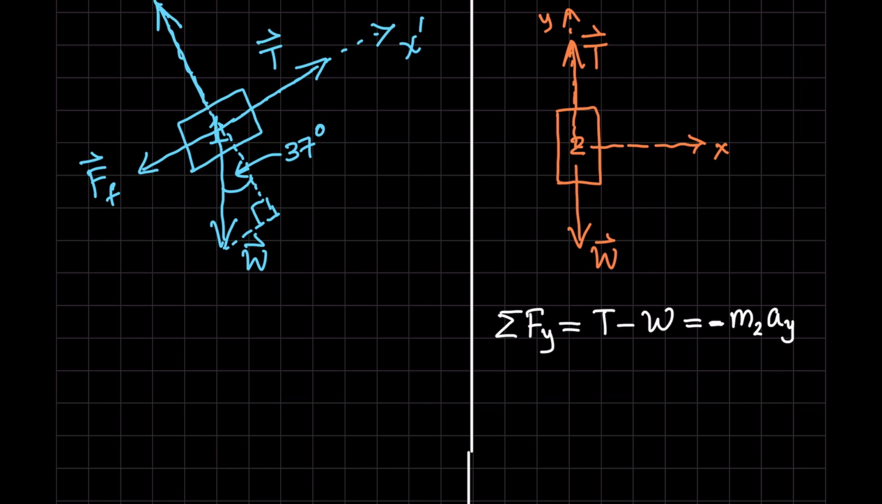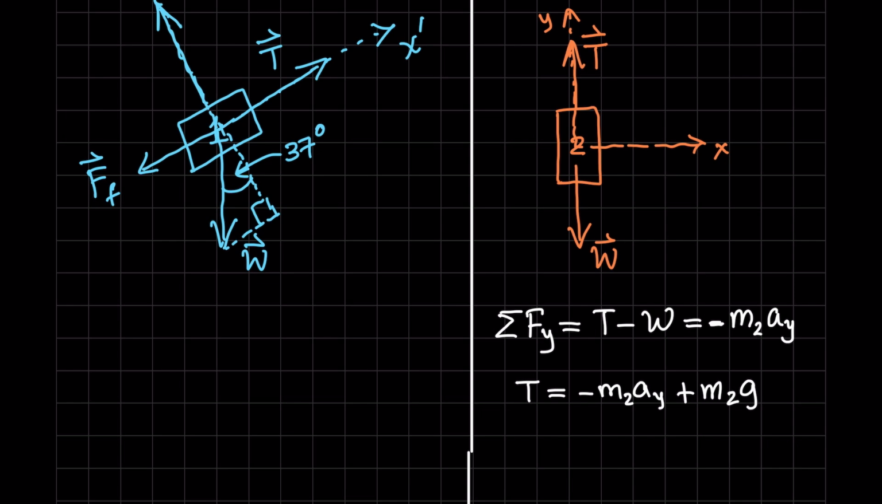Okay, so what I can do here is solve for the tension. Tension's equal to minus m2 ay plus m2 times g, right? Because I can substitute what the definition of weight is. Weight is mass times the acceleration due to gravity. So I can go ahead and rewrite the weight as m times g. We'll pause here on block 2.